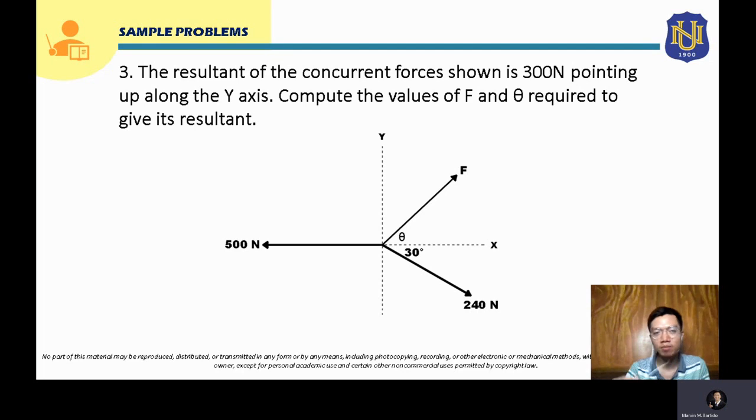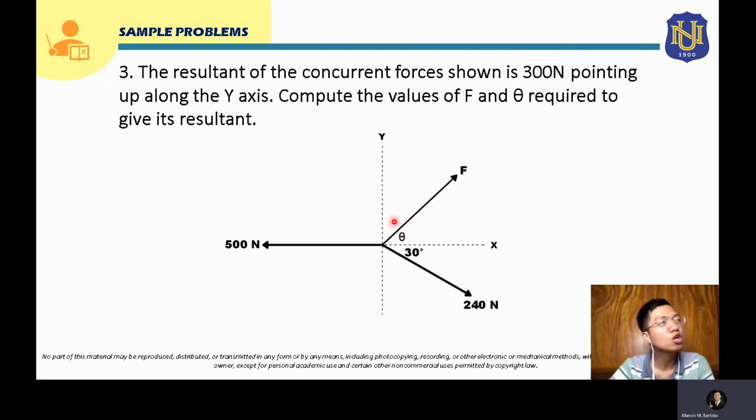Now, let's proceed to sample problem number 3. So for sample problem number 3, I'll read the question. The resultant of the concurrent forces shown is 300 Newton, pointing up along the y-axis. Compute the values of F and theta required to give this resultant. So for this third question, what the question is asking from us is not the resultant, because the resultant is given. The thing that is being asked here is F, your force F, and this theta. So we have to solve this.